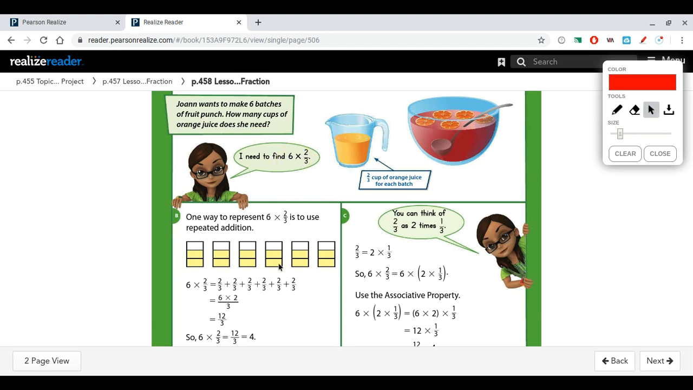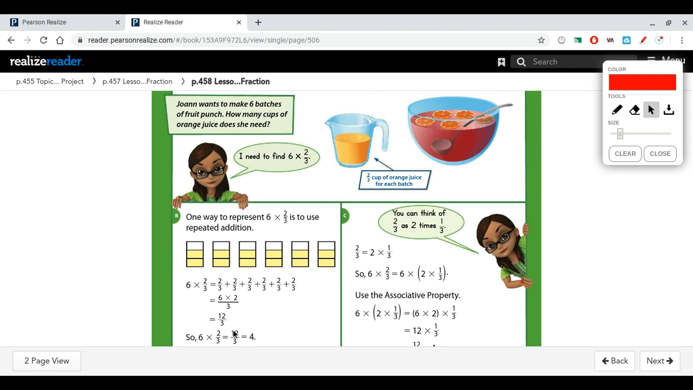So when she finds 6 times 2/3, we can set it up as repeated addition. If you remember, multiplication is repeated addition. So it'd be 2/3 plus 2/3 plus 2/3 plus 2/3 plus 2/3 plus 2/3. So I can show that using this model. And so if we look at it, we have drawn 1, 2, 3, 4, 5, 6 boxes, divided into thirds, shaded in 2 boxes.